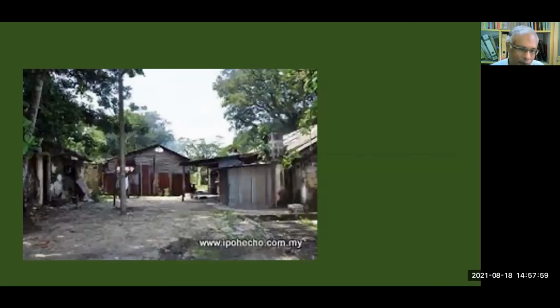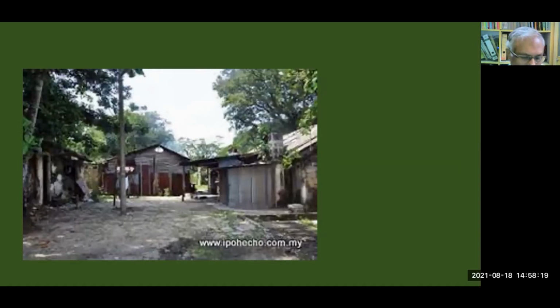Now, the other thing I want to talk about, how wealth. When we talk about why there is poverty, you've got to talk about something called commodification. Okay, this is a quarters area in Ipoh, and there are areas like this in many of our major towns.